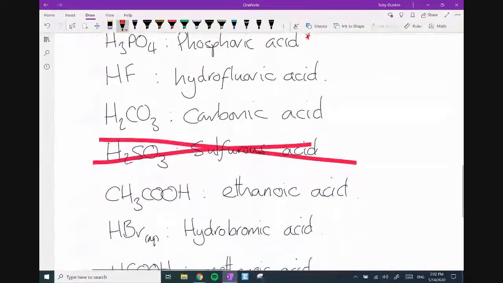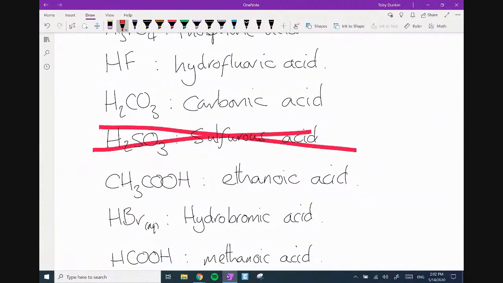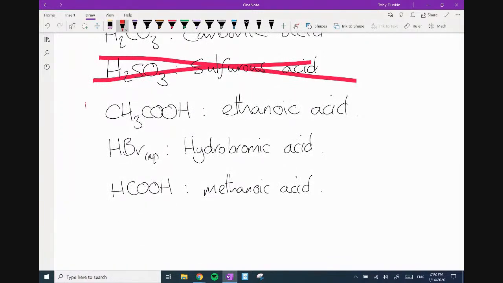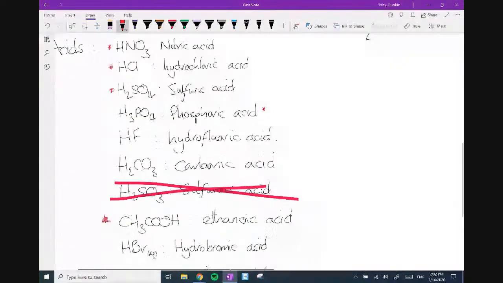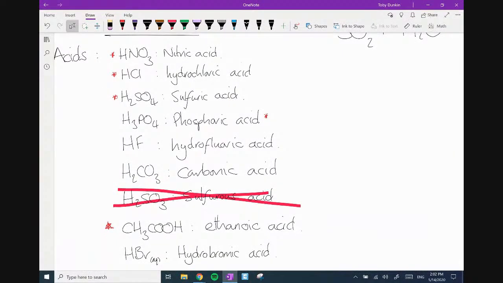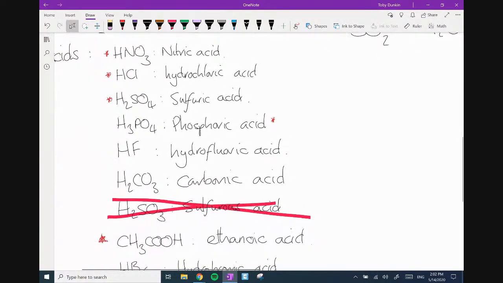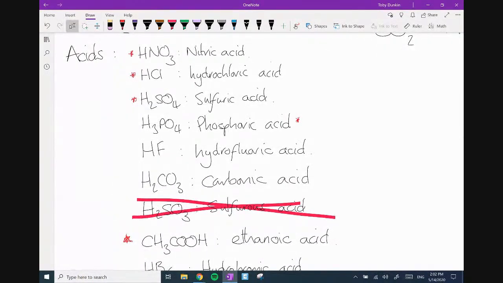You don't need hydrofluoric. It's nice to know carbonic, although never really appears in exams. Ethanoic, you do know. You must know ethanoic. Yeah, you don't need methanoic and you don't need hydrobromic. So you've got 5 acids there that you really should recognize, and definitely ones that we need to make sure that we've practiced and learned, and I'll do a lot of that over the next coming weeks.